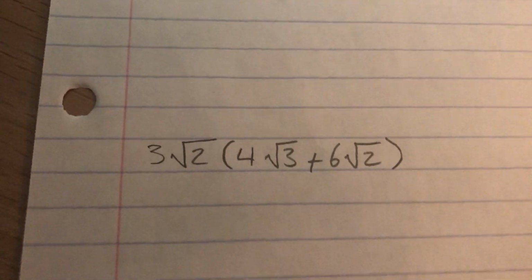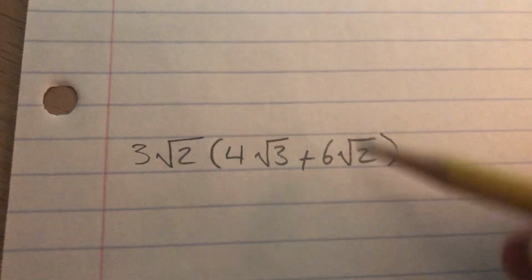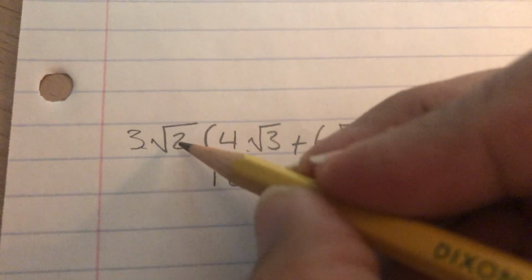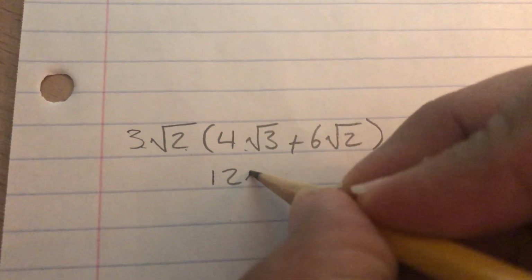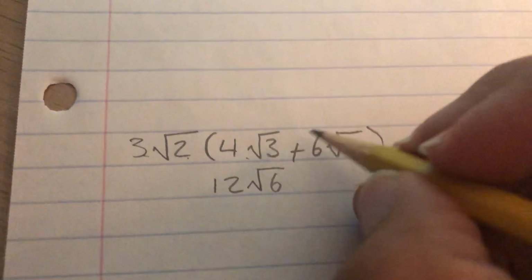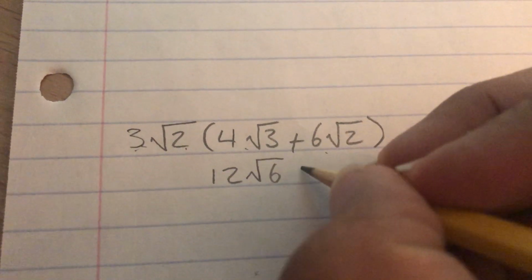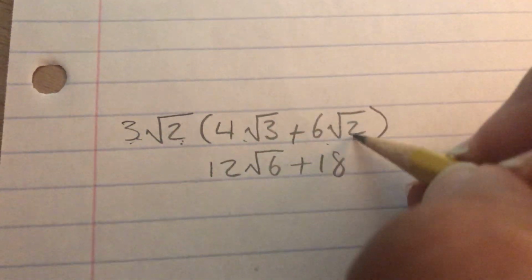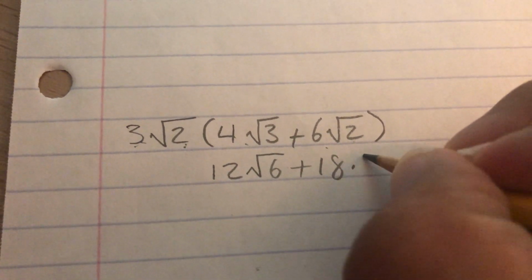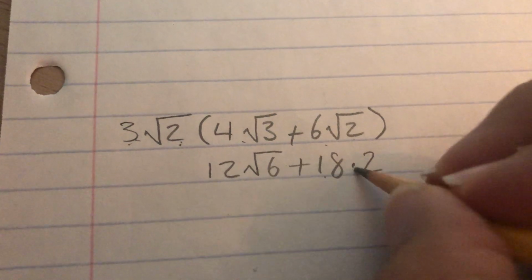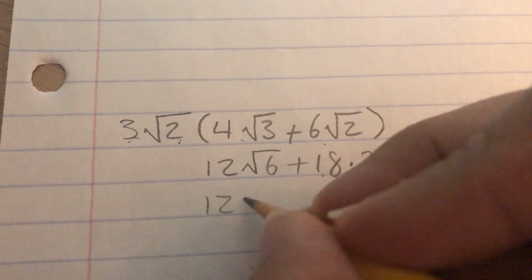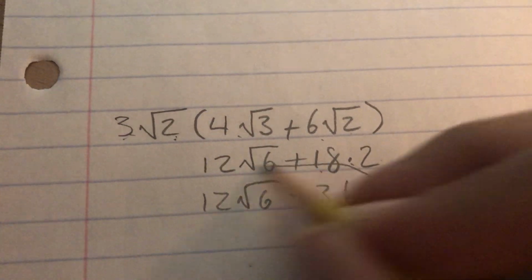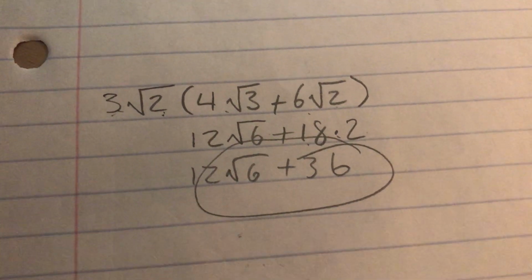Then over here, we're going to do the distributive property with this. Again, the 3 multiplies with the 4 and makes 12. The square root of 2 times the square root of 3 makes the square root of 6. The 3 times the 6 gives me 18. And the square root of 2 times the square root of 2 makes just regular 2. So 18 times 2 is going to make 36. And there's our final answer. All right, that's it.